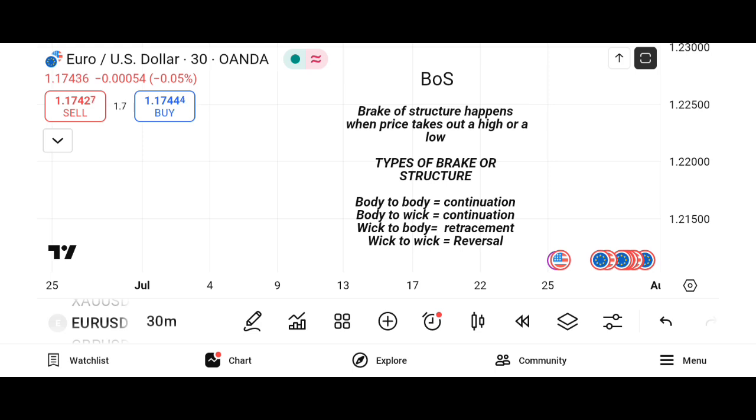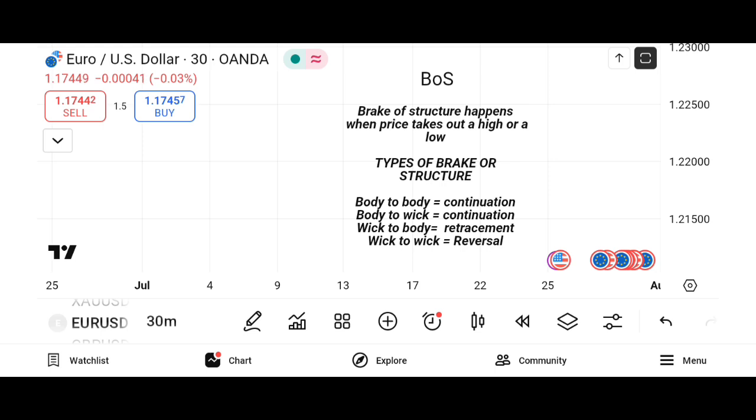Then you have wick to body. This is when a wick takes out a body, closing above a body. This signals retracement in price. When a wick closes above a body, it signals retracement. Then you have wick to wick break of structure. Wick to wick break of structure is when a wick takes out a wick. This signals reversal in price.